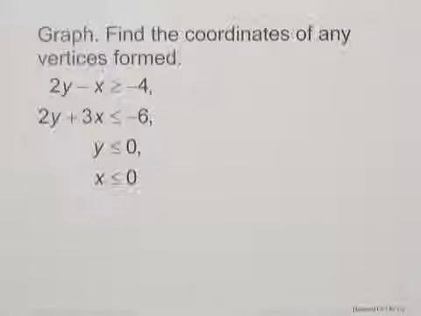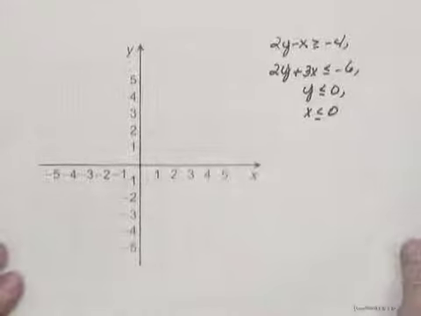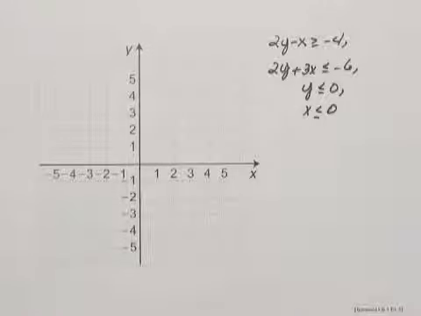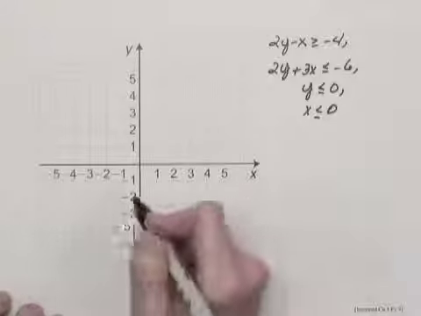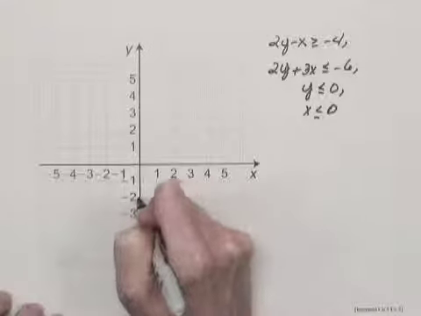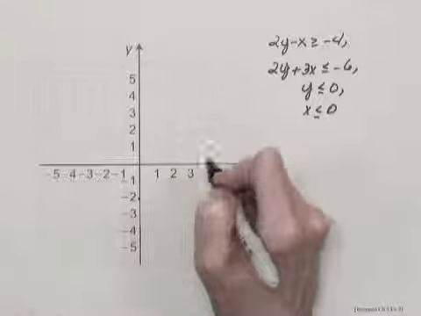So let's start by graphing the related equations of these 4 inequalities. I'm not going to go through the entire graphing process of computing points. We'll just draw the graphs. The graph of the first related equation goes through (0, -2) and through (4, 0).